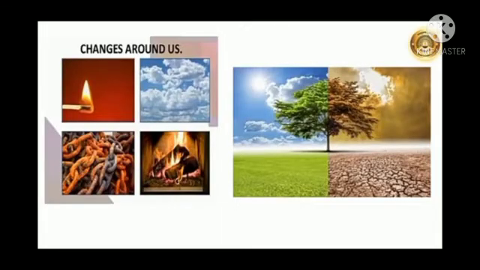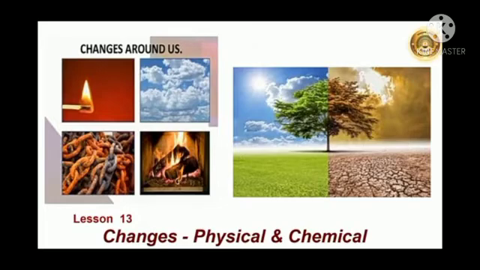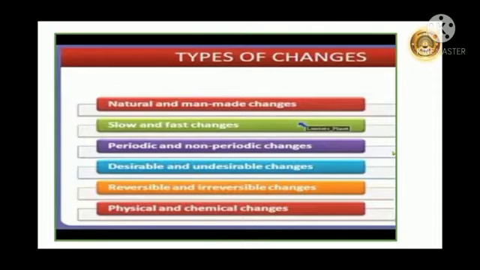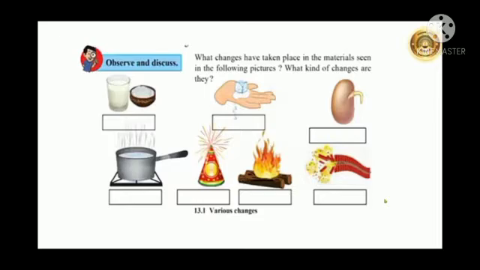Changes in our lesson 13, Changes Physical and Chemical. In this lesson, we are going to study the types of changes, mainly natural and man-made changes, slow and fast changes, periodic and non-periodic changes, desirable or undesirable changes, that is useful and harmful changes, reversible and irreversible changes, and physical and chemical changes. Observe the picture and see what changes have taken place in the materials.